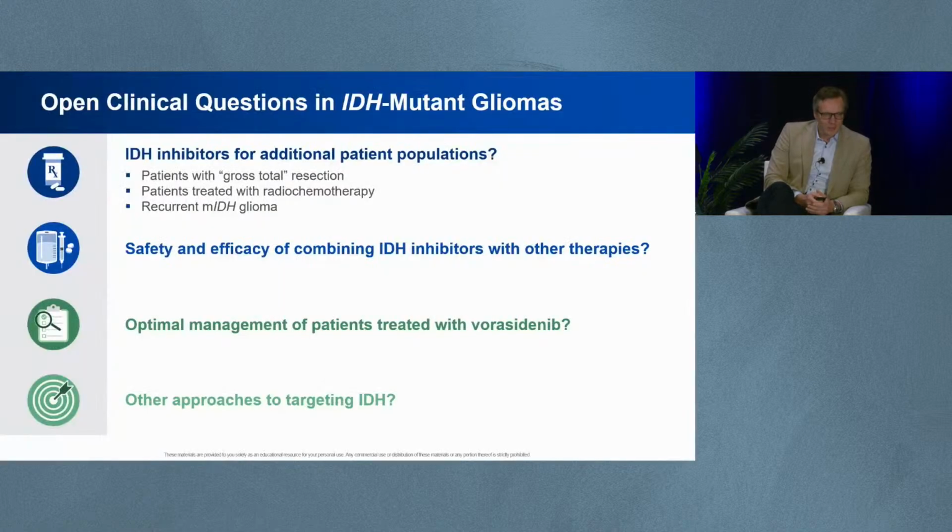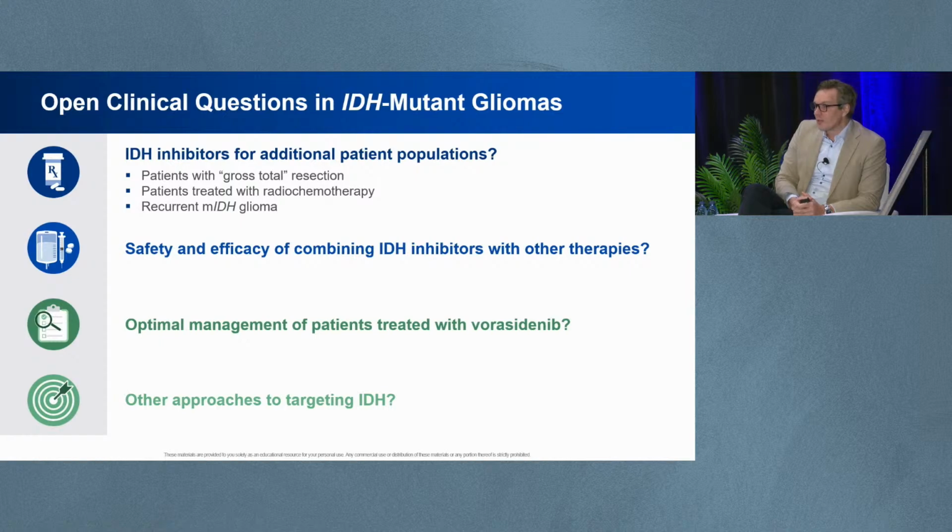I'm happy to discuss some future directions in this field. We've heard that we have a lead compound, vorasidenib, which really advanced our field when it comes to the treatment of IDH-mutant gliomas. But as with any good research, we have some answers, but the data we see also provide more questions that we want to address in future studies.